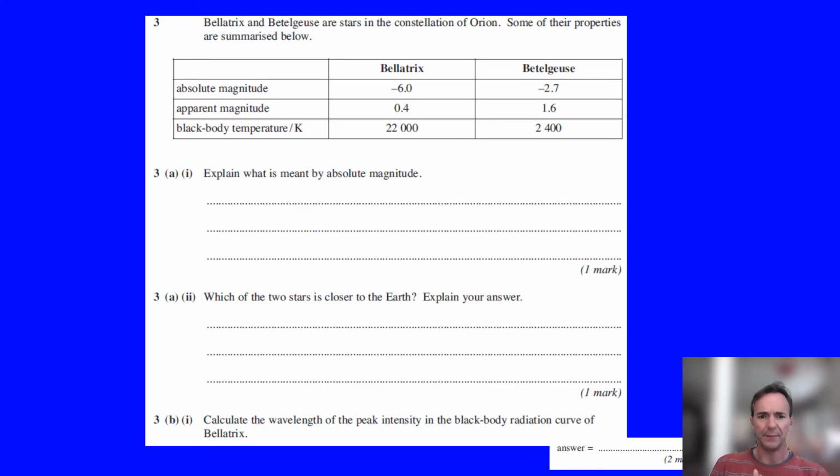And then calculate the peak of the wavelength. We didn't do this one before. It's only 2 marks for that. You look at the temperature. For Bellatrix, you get 22,000, and then therefore you can get the peak of the wavelength. And the answer is coming in 3, 2, 1.